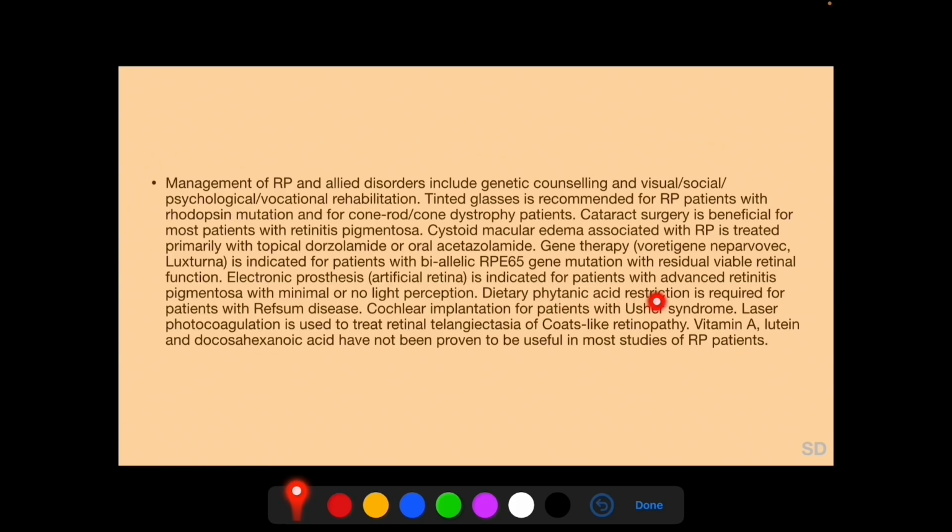Dietary phytanic acid restriction is required for patients with Refsum disease, and cochlear implantation is indicated for patients with Usher syndrome. Laser photocoagulation is used to treat retinal telangiectasia of Coats-like retinopathy, but vitamin A, lutein, and docosahexaenoic acid have not been proven to be useful in most studies of RP patients.